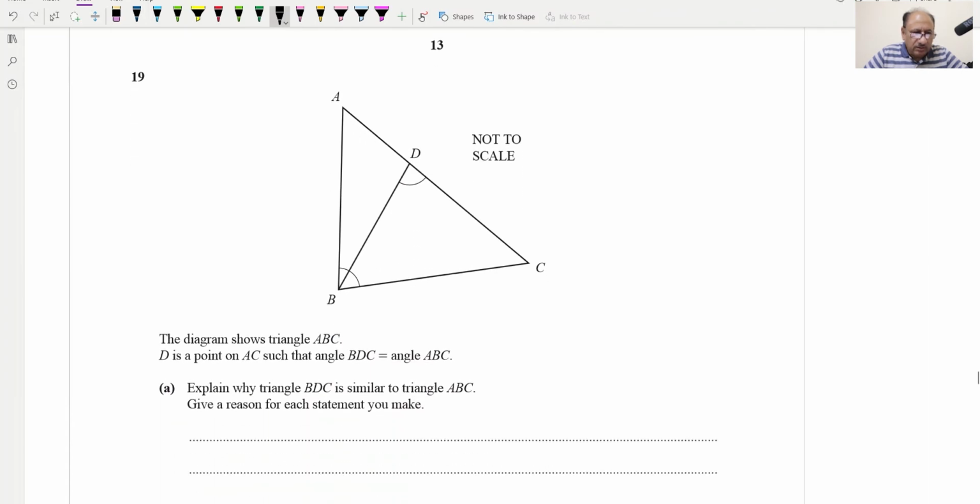Now this is question number 19. Question 19, a diagram is provided which is not to scale. The diagram shows triangle ABC. D is a point on AC such that angle BDC is equal to angle ABC. So this angle is equal to this angle. This is what they are saying. Now A part, explain why triangle BDC is similar to triangle ABC. Give a reason for each statement you make.